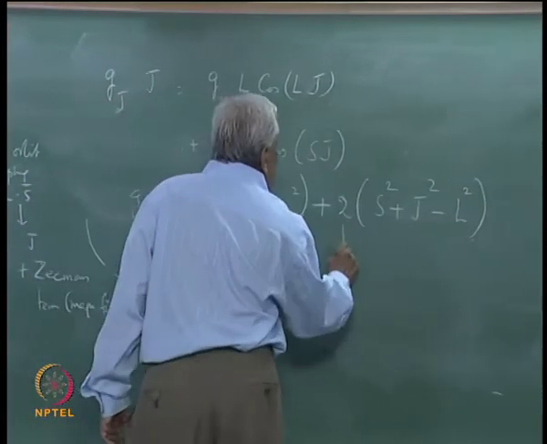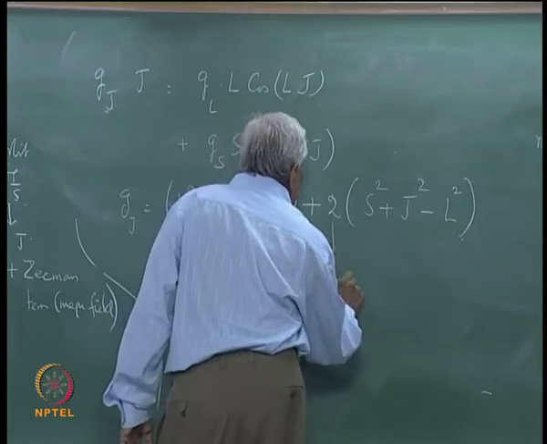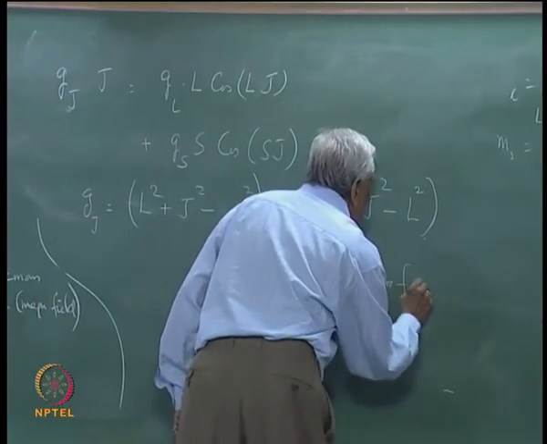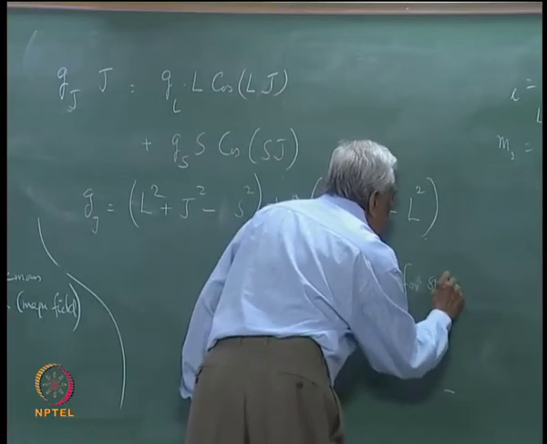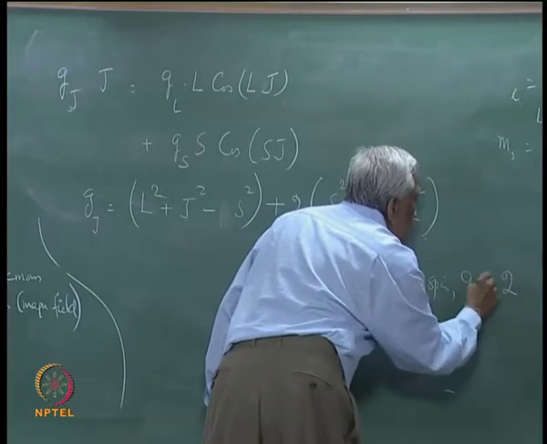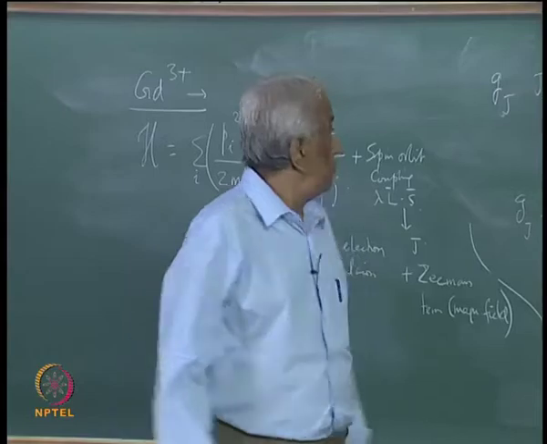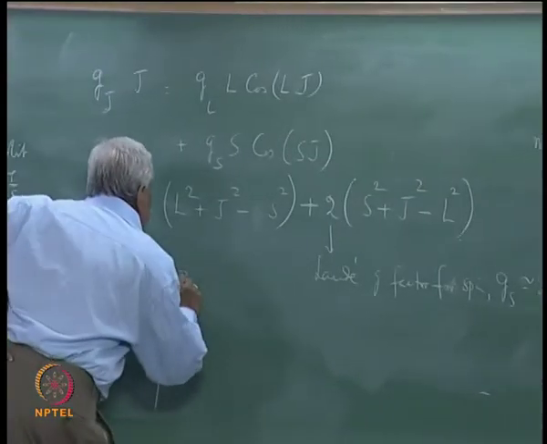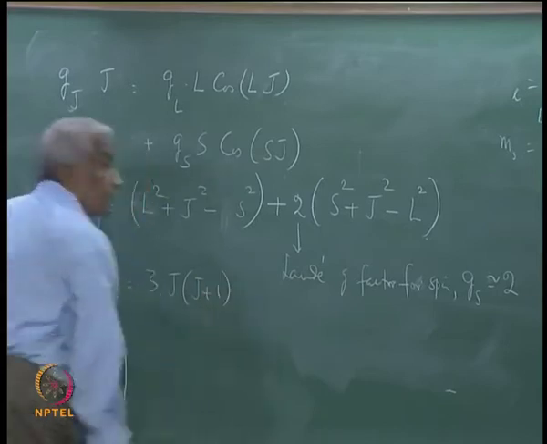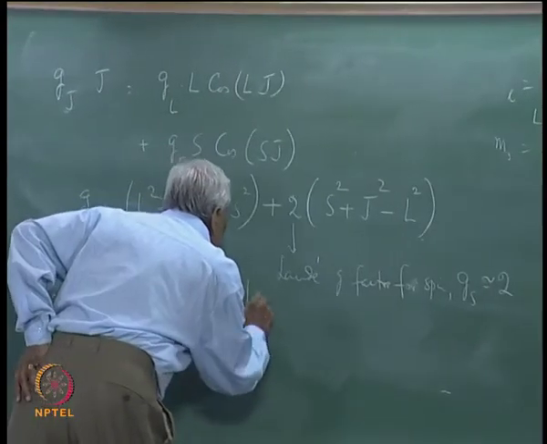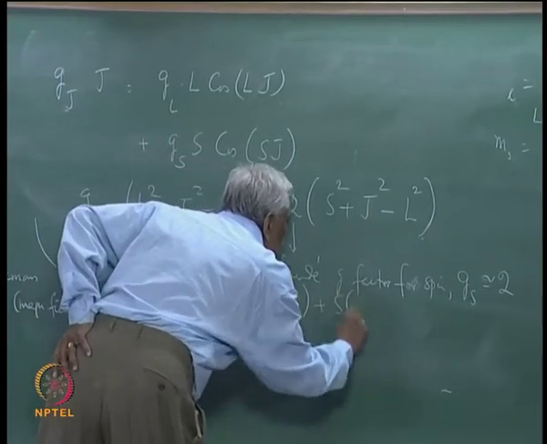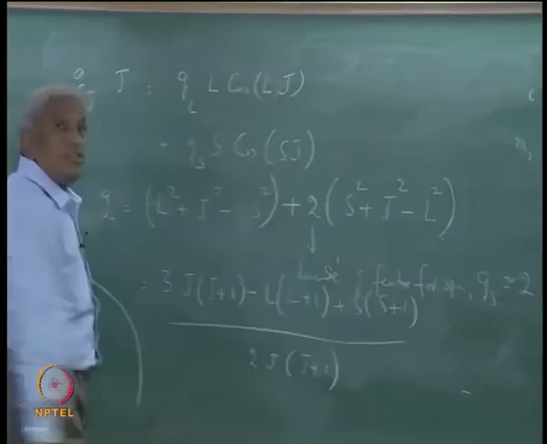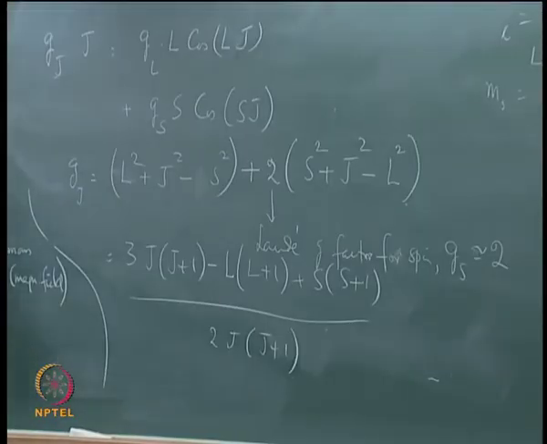This 2 comes because the Lande G factor for spin, which we write as GS, is approximately 2. If you take these 2 together, you get the net G as 3J into J plus 1 minus L into L plus 1 plus S into S plus 1 by 2J into J plus 1. That is the expression for the G factor associated with an angular momentum J.